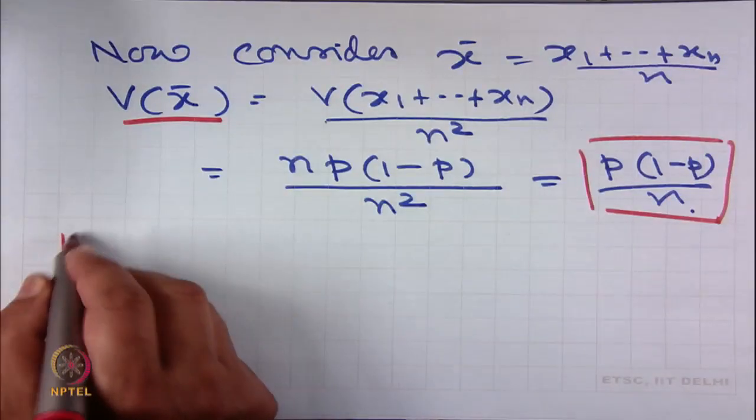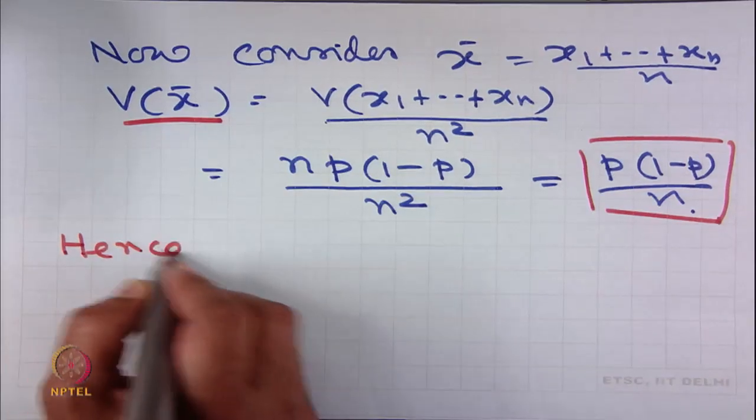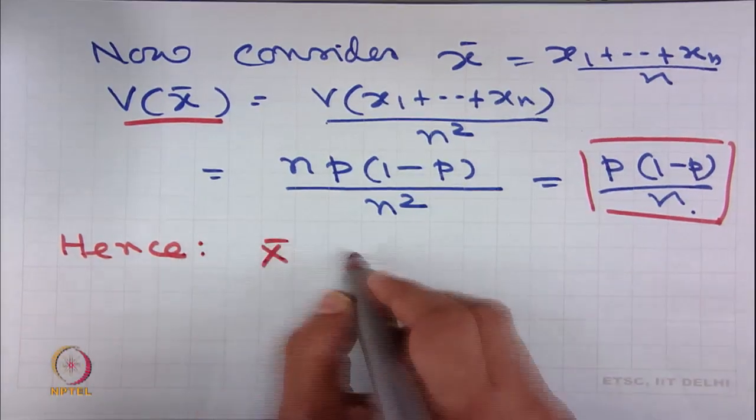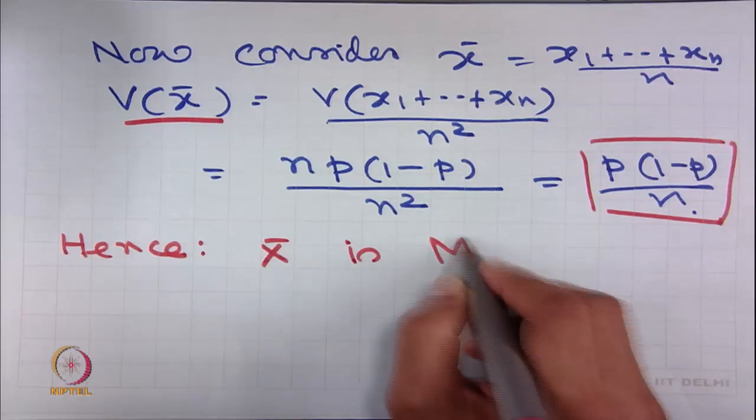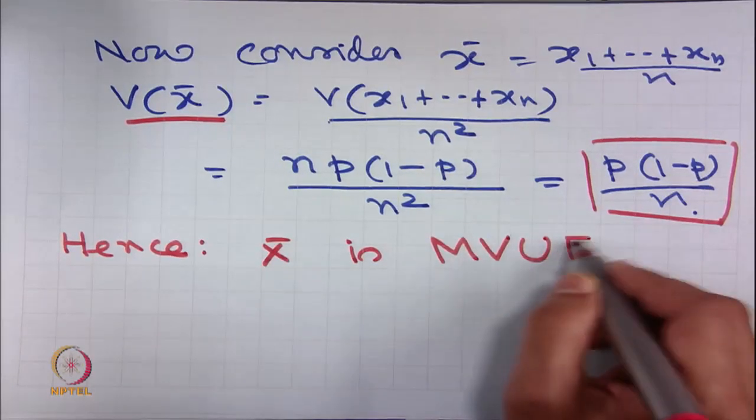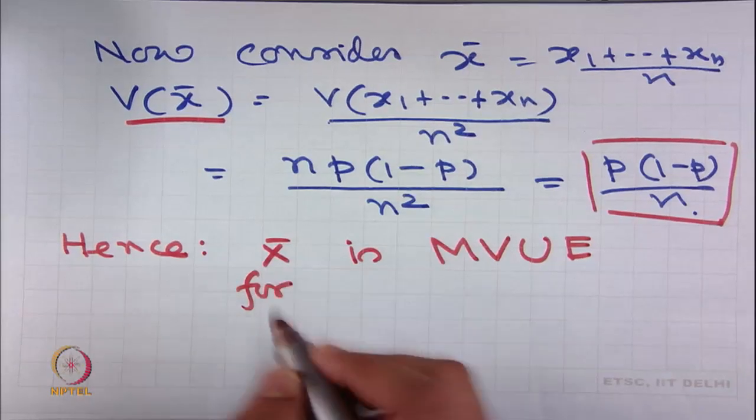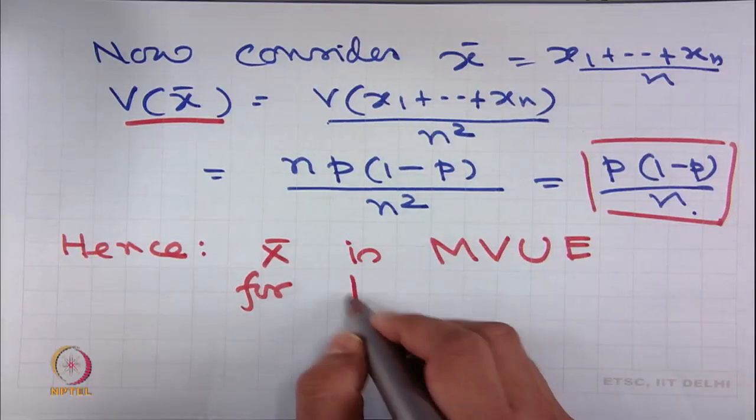Hence, x bar is minimum variance unbiased estimator for p.